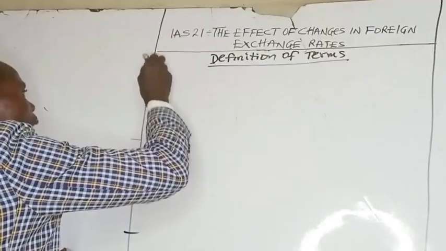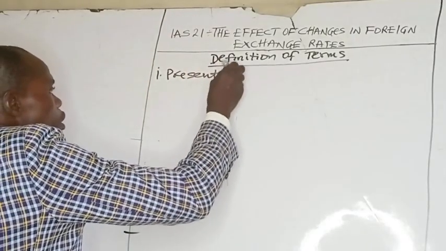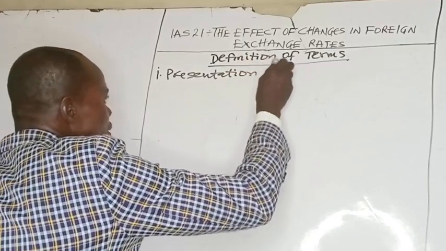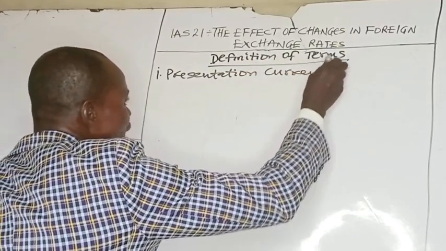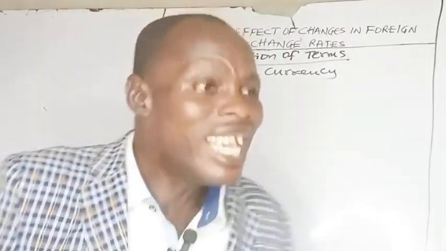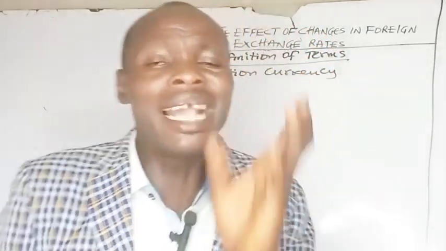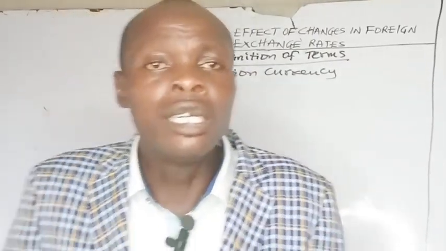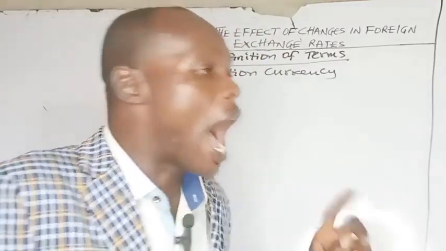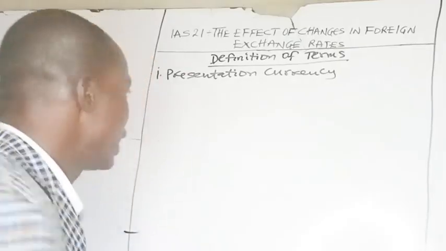So what do we mean by presentation currency? Presentation currency is the currency in which the financial statements of an entity are presented. That currency is said to be the presentation currency.